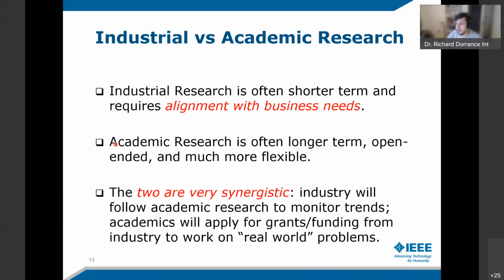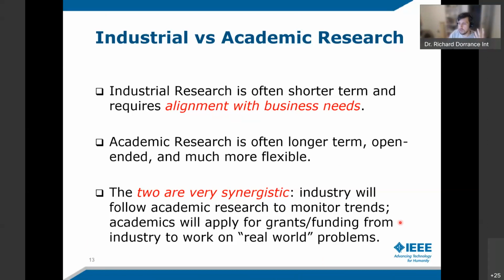Academic research, on the other hand, is a lot more long-term, a lot more open-ended, and a lot more flexible. You usually have, for the most part, complete freedom to work on whatever you would like, with the caveat that you can get funding to do that research. But these two modes of research, industrial and academic, are very synergistic. They work together quite well.